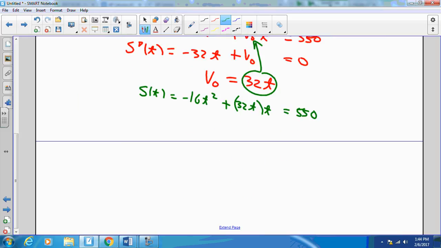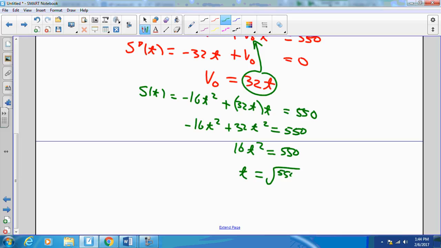And at first this looks like this is going to be a really nasty quadratic, but then it cleans up nicely, because I get negative 16t squared plus 32t squared equals 550, or positive 16t squared equals 550. And so t is equal to the square root of 550 over 16, which is equal to 5 square root of 22 over 4. But what is that decimal approximation?